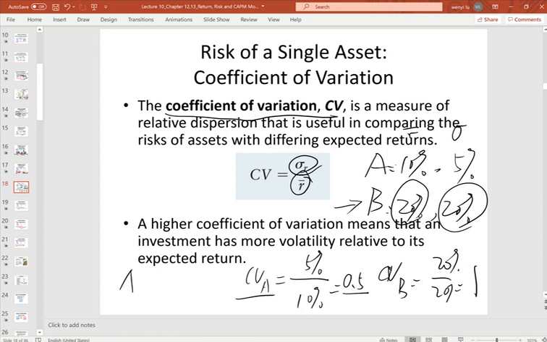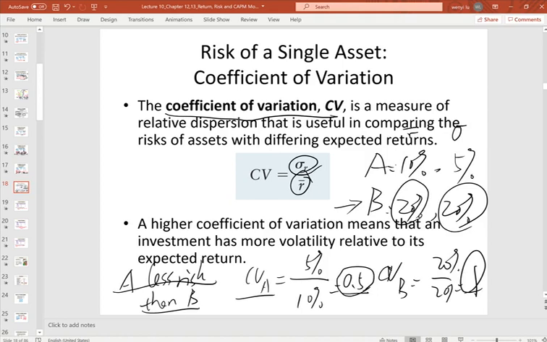So A has less risk than B, and B has a higher risk. For a 1% return, A will take 0.5% risk, but B will take 1% risk. That's why A has less risk than B.